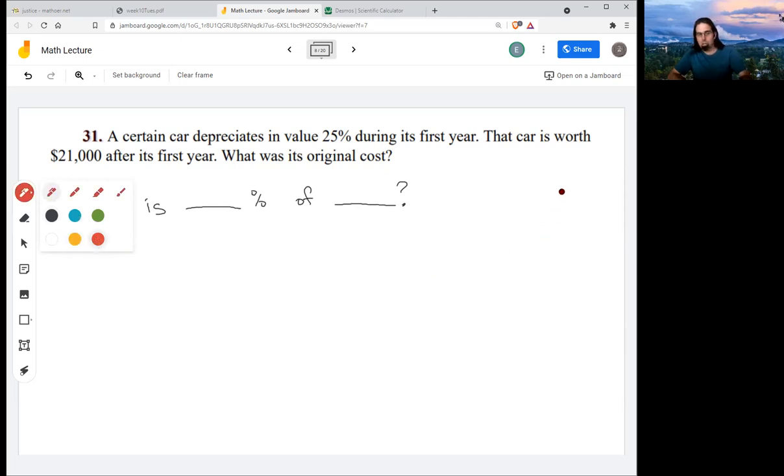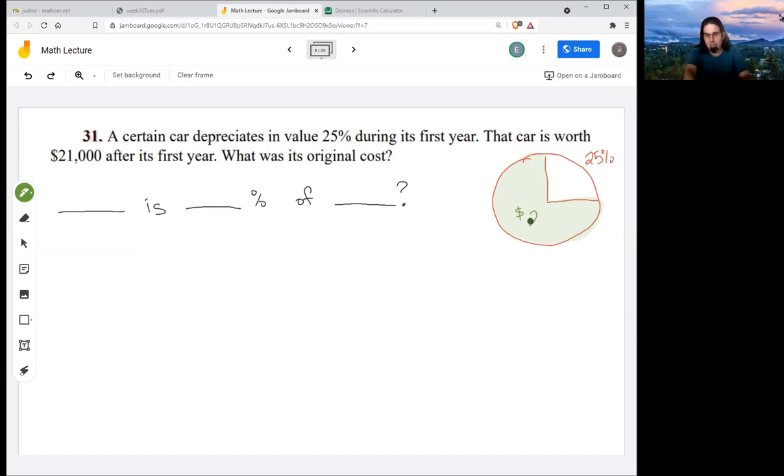So we have some nice shiny red car, and 25% of it, so that's a quarter, goes away. What we want is how much of the car's value is left over and remains. And that slice of the pie is worth $21,300. Everyone with me so far?